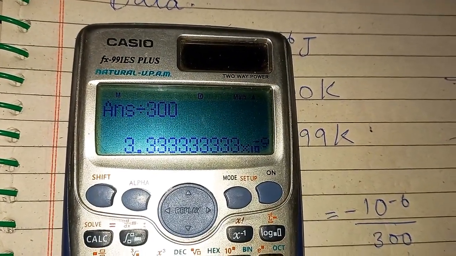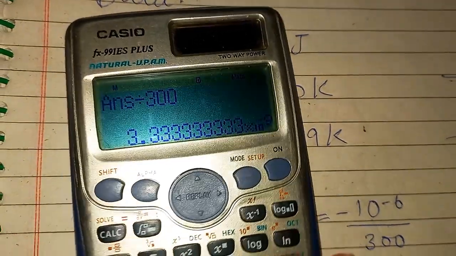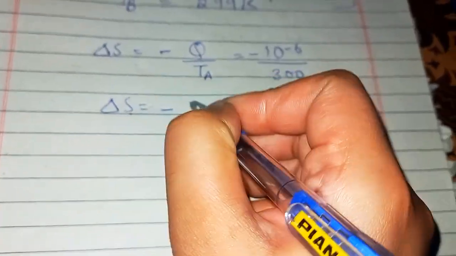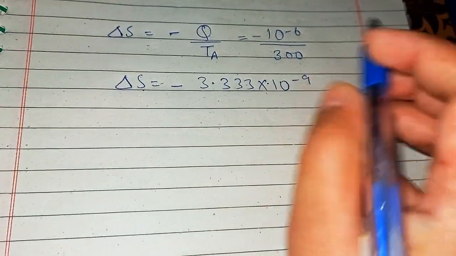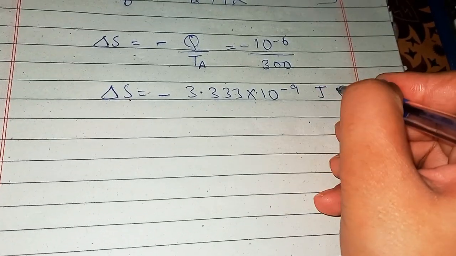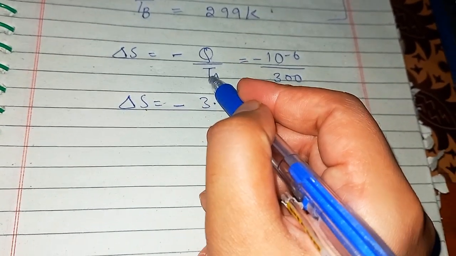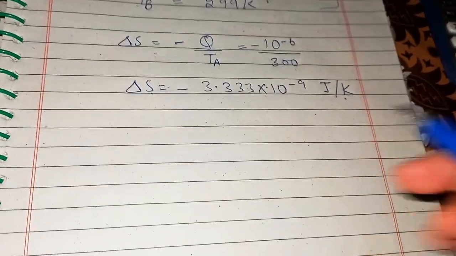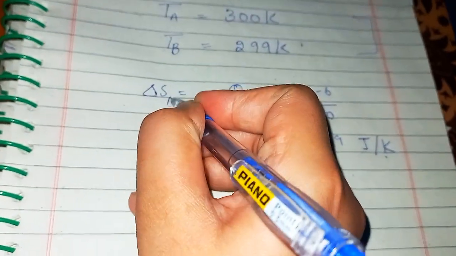Here we can see the value that we have got, 3.3333 times 10 to the power minus 9. So delta S equals negative 3.333 times 10 to the power minus 9 joule per Kelvin, joule for Q and Kelvin for temperature, so its unit would be joule per Kelvin if you don't remember that. This is the entropy change of system A.